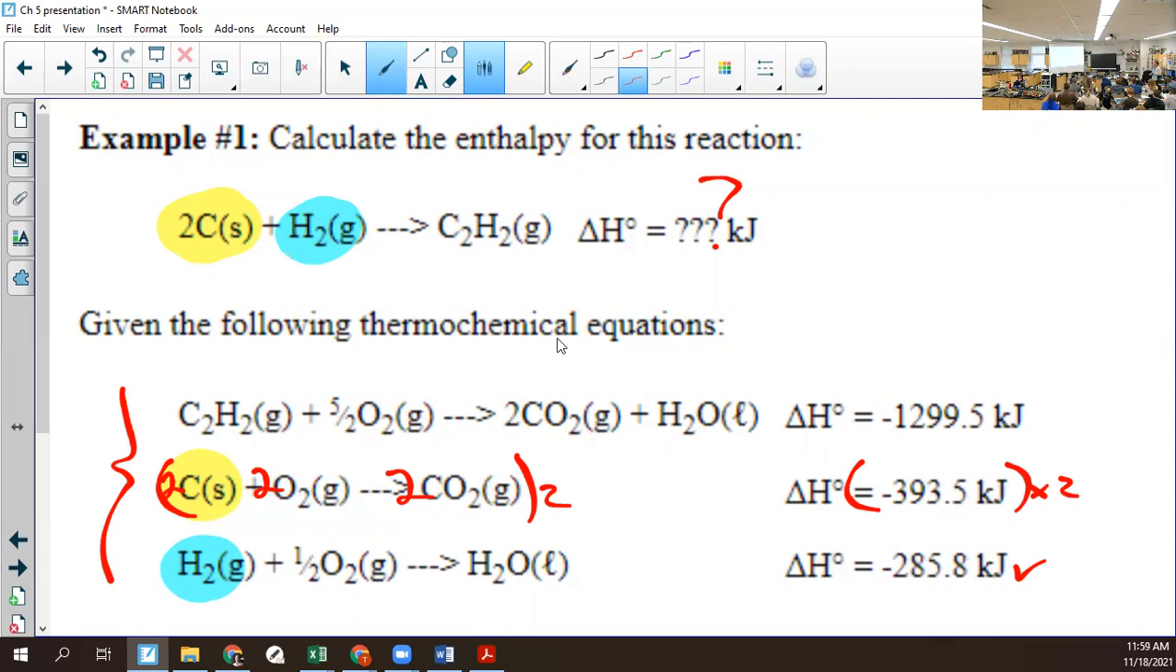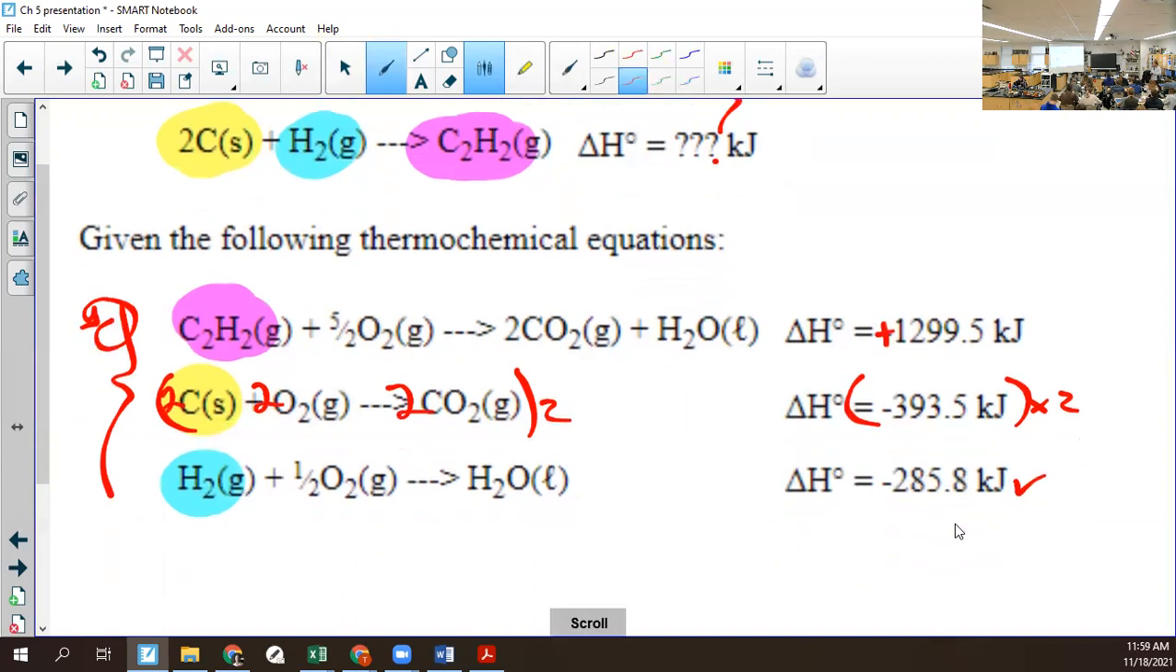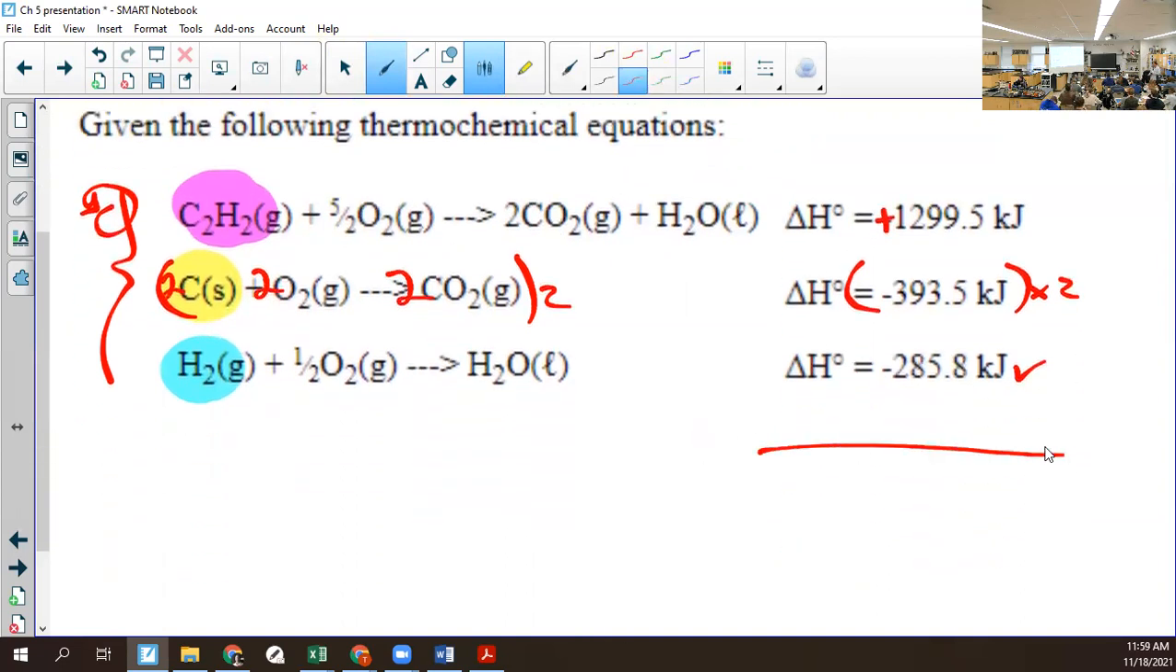Okay. The next thing I need to look at is acetylene. C2H2 is a product, but over here, it is a reactant. So what do I need to do? All right, I need to flip this one around, or I need to make this a positive. Are we all right with that? Okay, then we sum everything up.